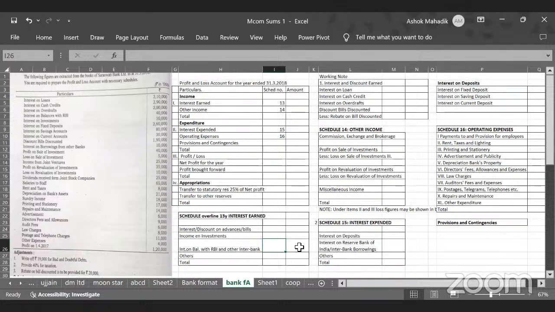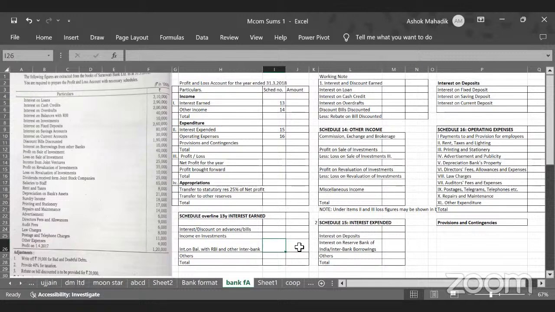Clear? Then check out the next three items. Interest on fixed deposits, interest on savings account, interest on current account. Who keeps money in these accounts? Customers, isn't it? It is their money. So bank has to pay interest to them. So here interest is our expense. We'll go to schedule number 15.